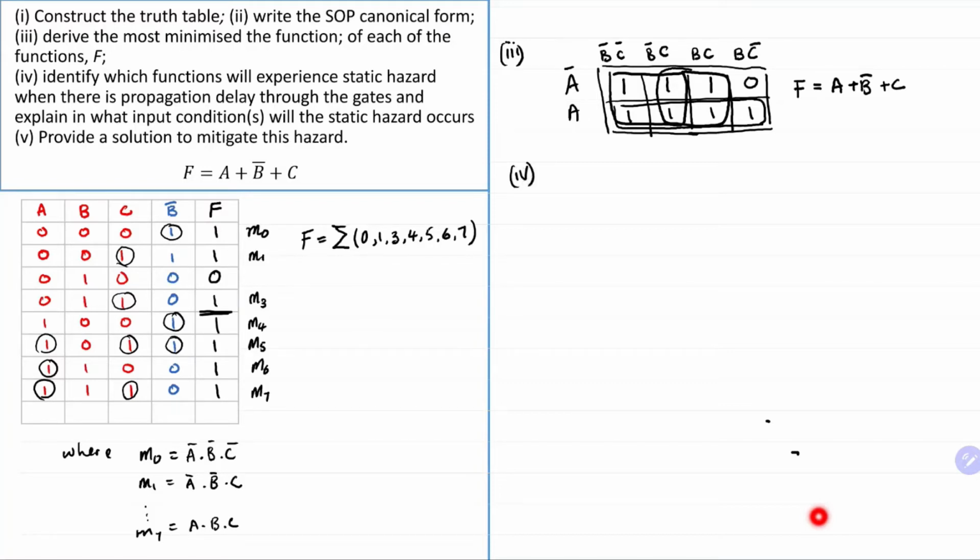The fourth one. So from this, you can see that all the loops are overlapping. So there will be no static hazards.